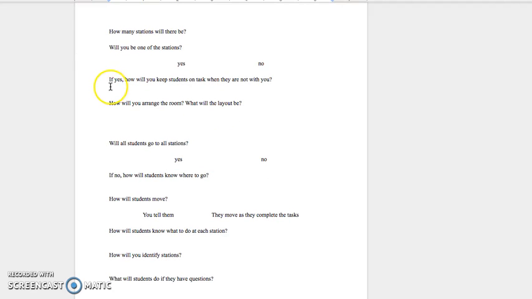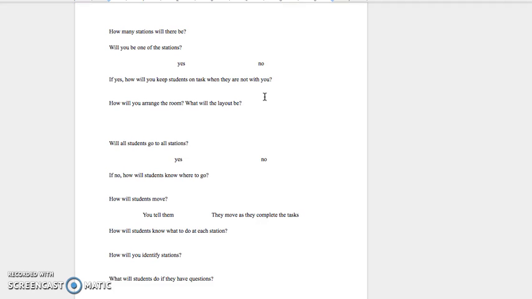Because I am one of the stations, I also have to think about how to keep students on task when they're not with me. Oftentimes, I will do a standing station where students are talking with me in the middle of the room so that I can have eyes on everyone else who is working.